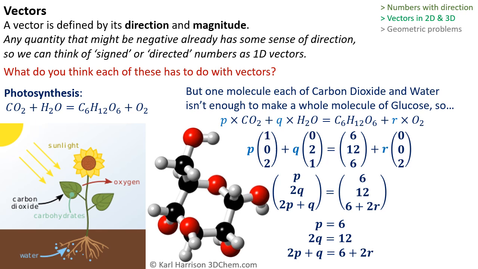So the number of carbon atoms needs to match, therefore P must be 6. The number of hydrogen atoms needs to match, therefore 2Q must be 12. And the number of oxygen atoms must match, therefore 2P plus Q has to be the same as 6 plus 2R. Putting these together, we can see pretty quickly that we can calculate the value of each of those. So it turns out you need 6 carbon dioxide molecules, 6 water molecules. Put those together, you'll generate for yourself a single molecule of glucose, and you'll also get, as a byproduct, 6 molecules of oxygen.